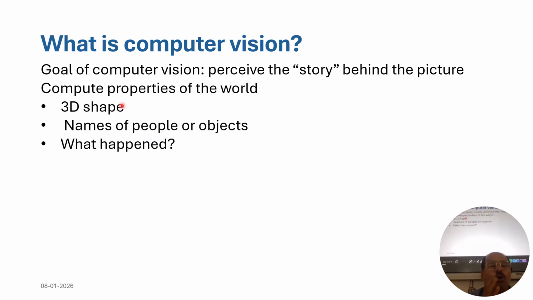So the goal of computer vision is to perceive the story behind the picture. So it can compute 3D shape, names of people or objects, or for example, what has happened. So we have discussed the goal of computer vision and what we basically do with computer vision. We analyze the shape, 3D shape I told you, names of people or objects.